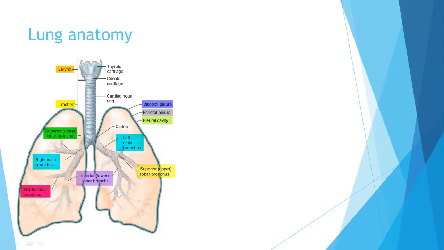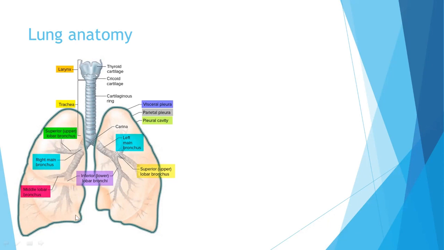Then we have the superior or upper lobar bronchus and the inferior or lower lobar bronchi. We can notice that on the right side there are three lobes, and on the left side of the lung there are only two lobes. That's why on the left there are only superior and inferior bronchi, and on the right there are superior, middle, and inferior bronchi.